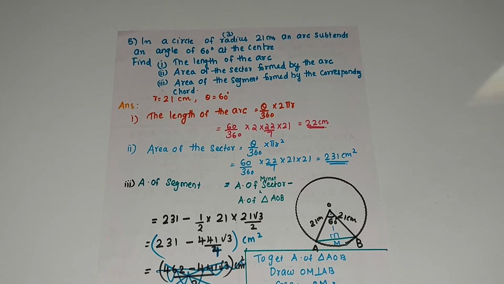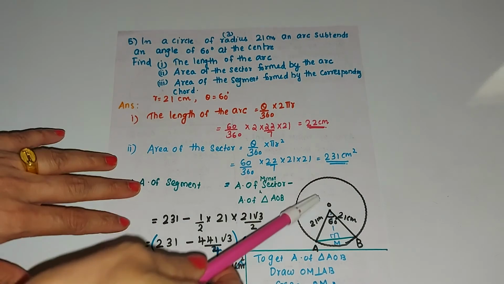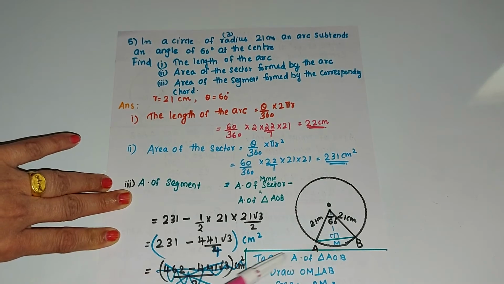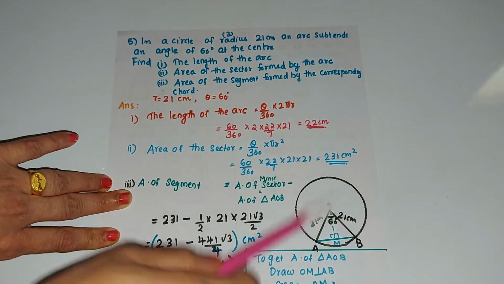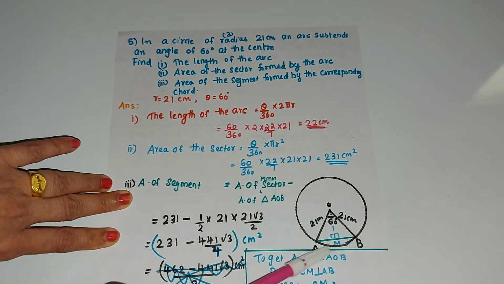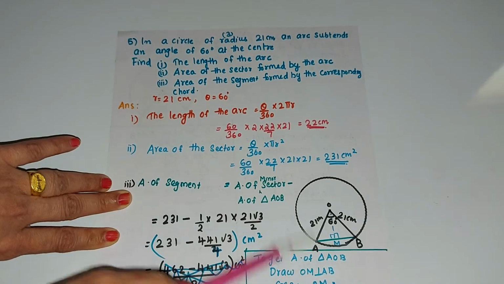Fifth one. In a circle of radius 21 centimeter, an arc subtends an angle of 60 degrees at the center. Find the length of the arc, the area of the sector formed by the arc, and the area of the segment formed by the corresponding chord. So here is a circle of radius 21 centimeter, and the arc AB subtends an angle of 60 degrees at the center. Find the length of the arc. That means you have to find out this arc length AB.